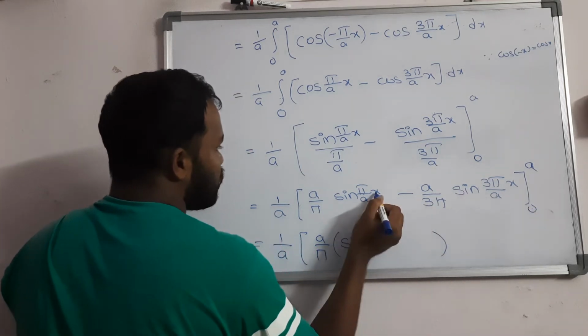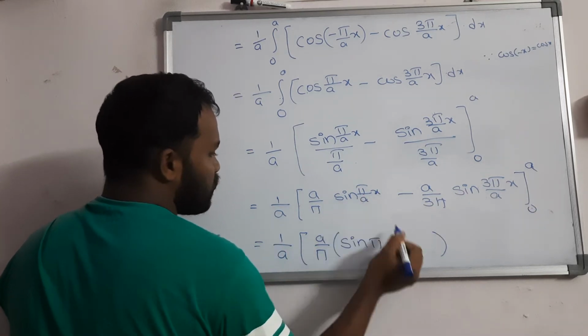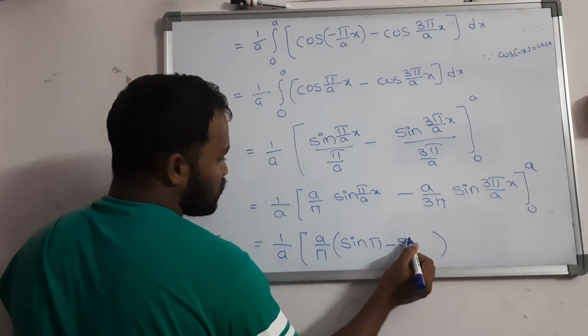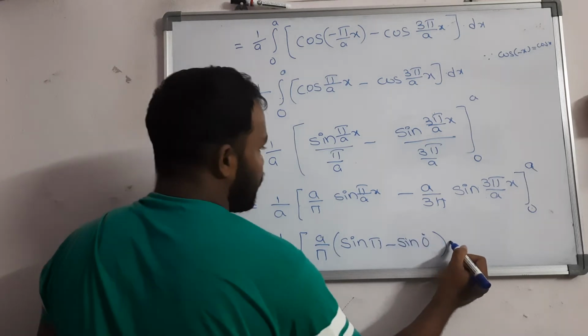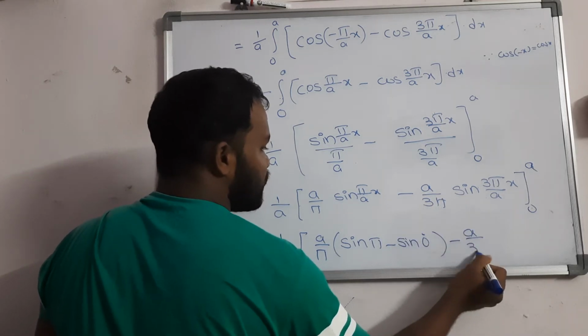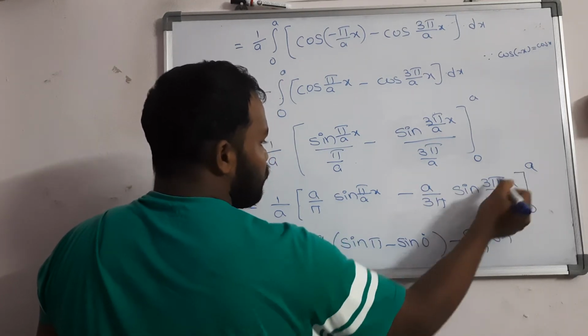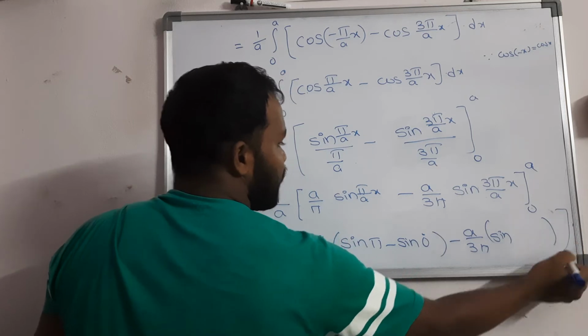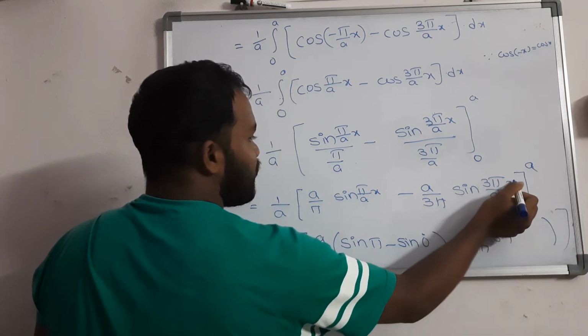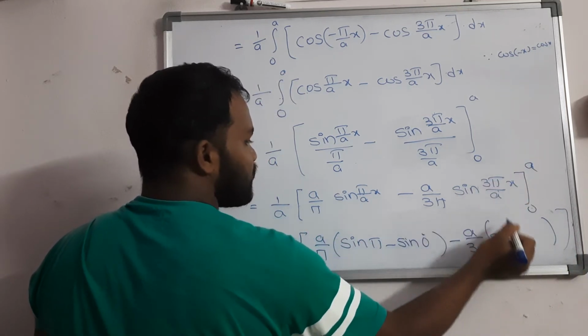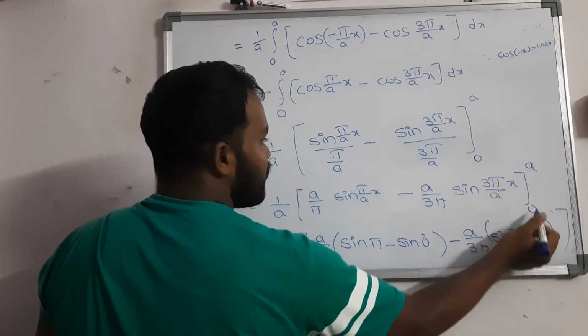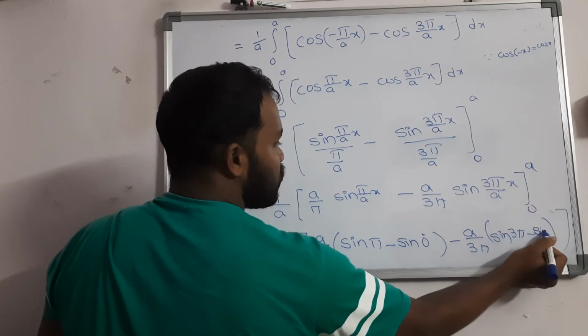So lower limit is 0. In place of x substitute 0. Sin 0 is 0. Directly you should write sin 0 is 0. Next minus a by 3 pi is as it is. So you should write again sin. First upper limit minus lower limit, right? Upper limit is 3 pi by a into x, a gets cancelled. You will get sin 3 pi, minus sin 0.